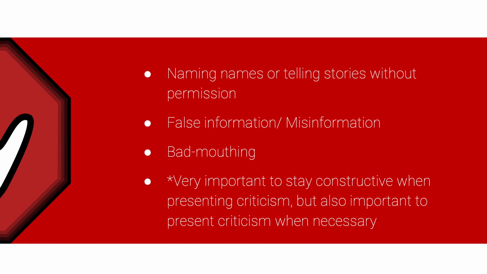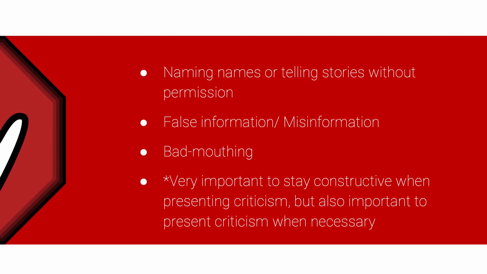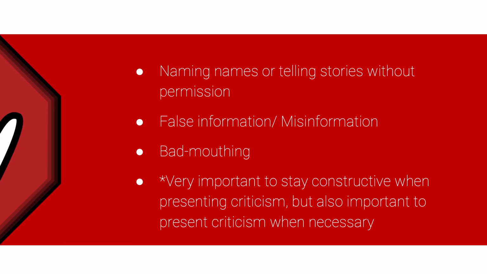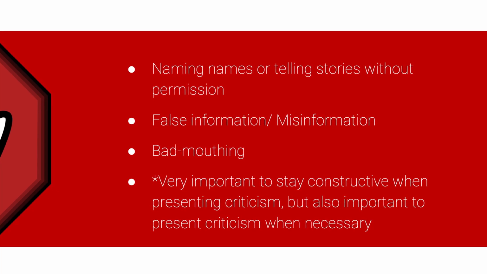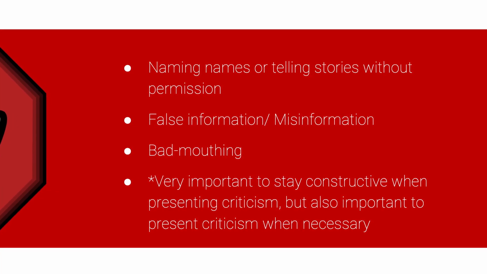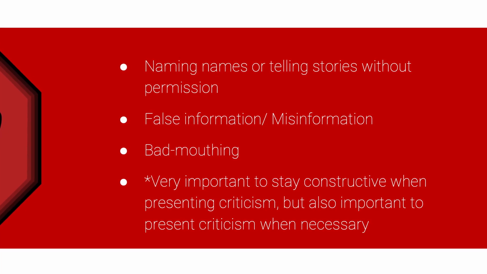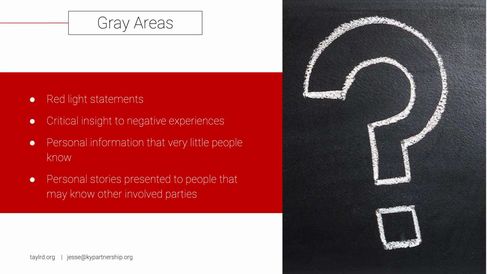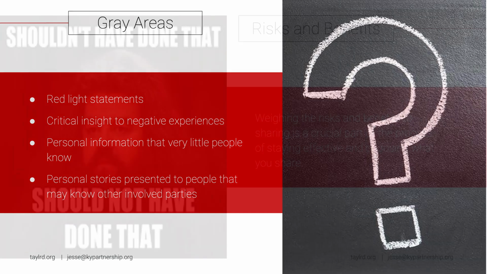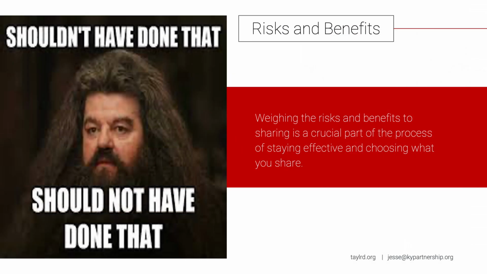In the same light, we must certainly be willing to be real about the adversity we have faced. We just need to make sure we are being constructive when doing so. What makes criticism constructive? It's simple, really. To be constructive, we must provide a solution or communicate our willingness to be part of finding the solution. Some boundaries are a little less clear and may vary given different types of circumstances. We call these gray areas because they are not black and white, but a combination of both. Like setting boundaries, weighing the risks and benefits to sharing is a crucial part of the process of staying effective and choosing what you share.